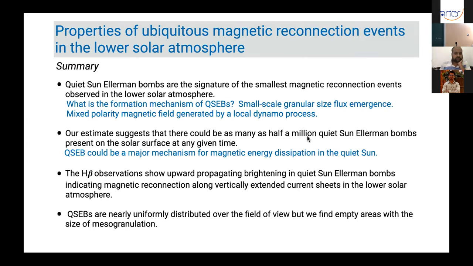So this is just the summary here. We found these reconnection events in the lower atmosphere, and these are so far the smallest magnetic reconnection events observed in the lower atmosphere. There could be around 500,000 events in the solar lower atmosphere at any given time. This also suggests that these events are taking place in a vertically elongated current sheet, and there is a propagation of brightening from the lower atmosphere to the upper atmosphere. And then we found this void of mesogranulation size in the distribution of these events. Thank you.